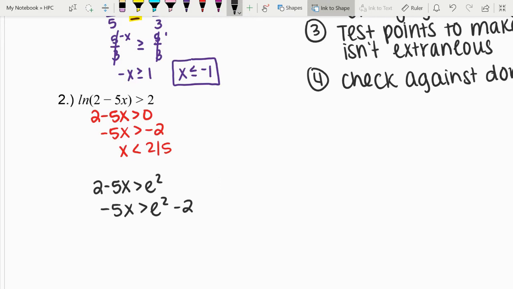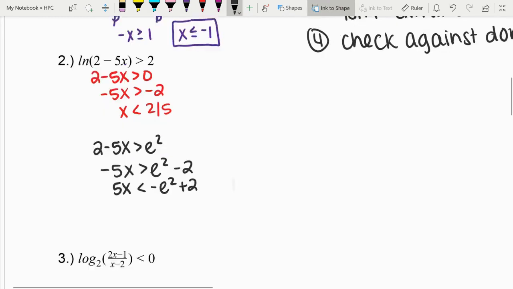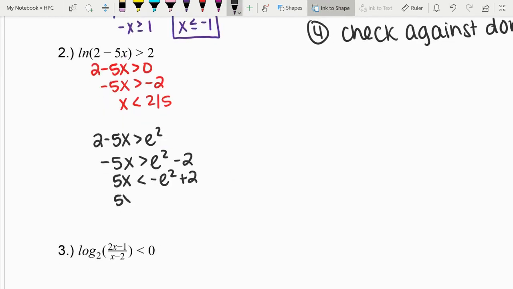Let's divide both sides by negative 1. So 5x, flip your sign, is less than negative e squared plus 2. I'm just going to rewrite that as 5x is less than 2 minus e squared. Okay, so then x is less than (2 minus e squared) all over 5. You can leave your answer like that, or you can go ahead and put that into your calculator.